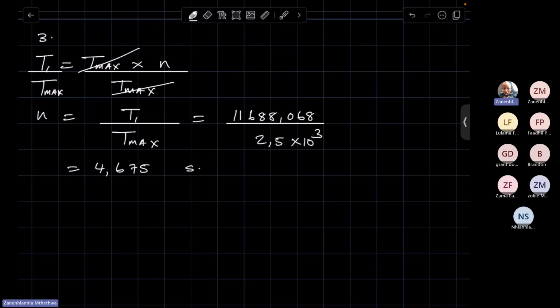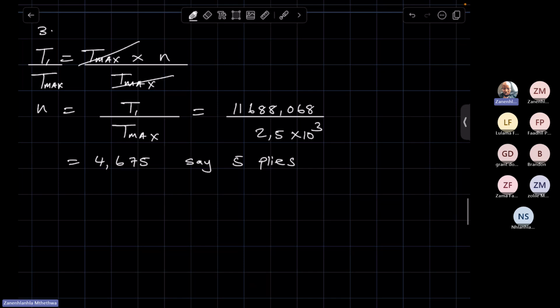So we say 5 plus, because the number after the comma is above 5, so you round this off to the next unit. So the number of plies is approximately 5, and that is the approach we would take for such a question.